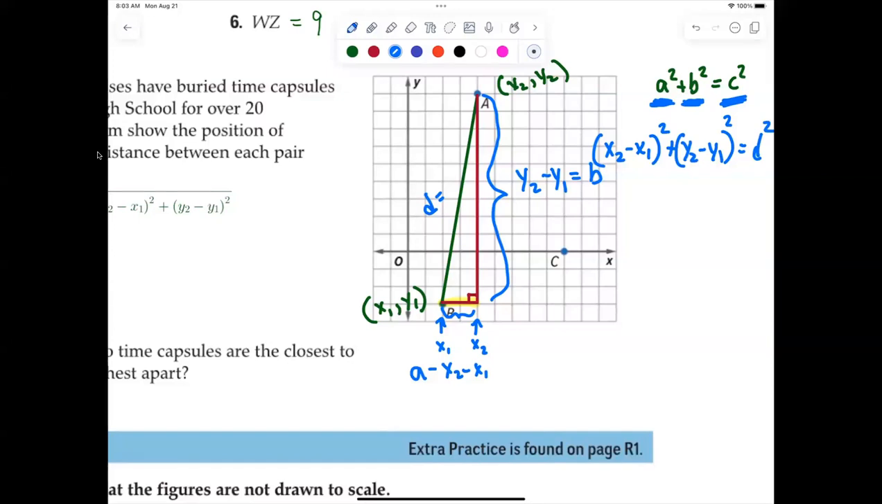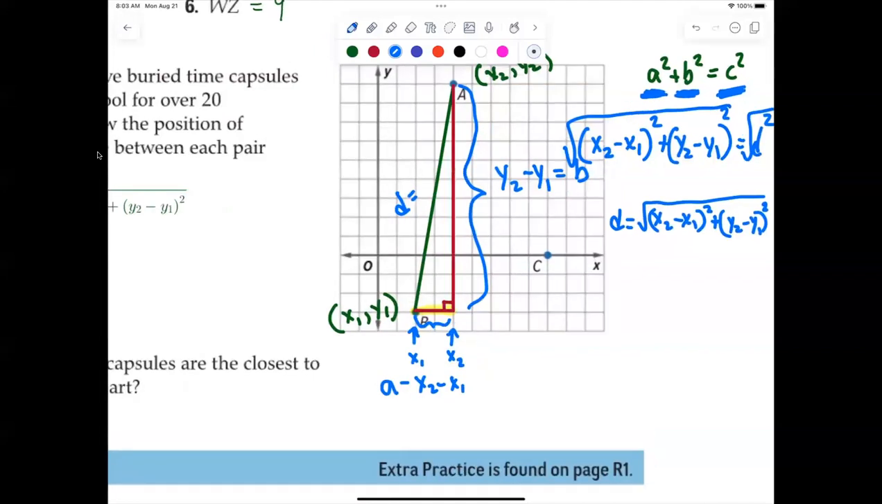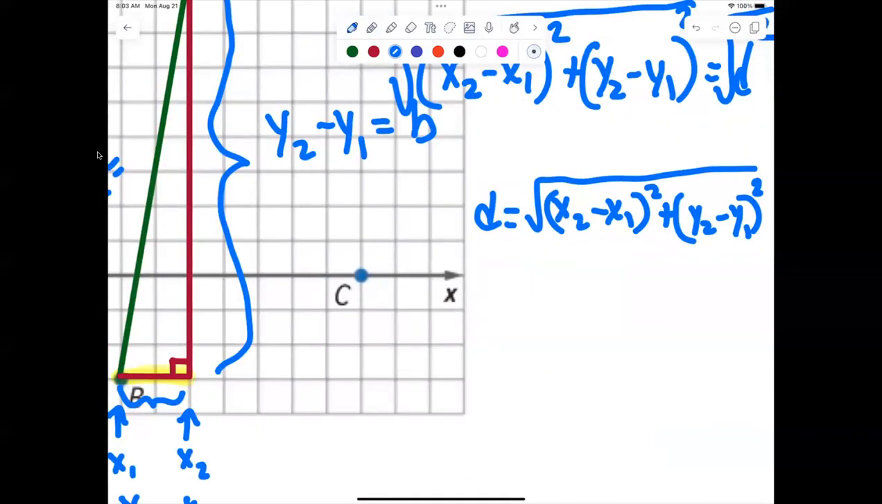All right. Now, what do I do if I want d? Take the square root. That's right. So now we take the square root, and there is our formula. D is equal to the square root of x2 minus x1 squared plus y2 minus y1 squared. That is the distance formula. The distance formula is derived from the Pythagorean theorem.